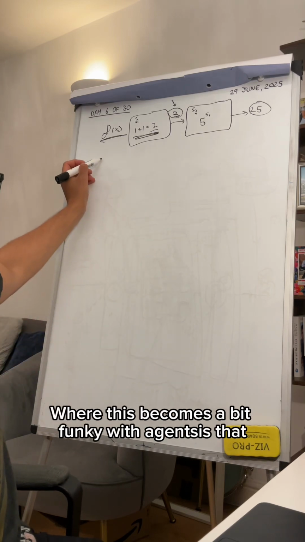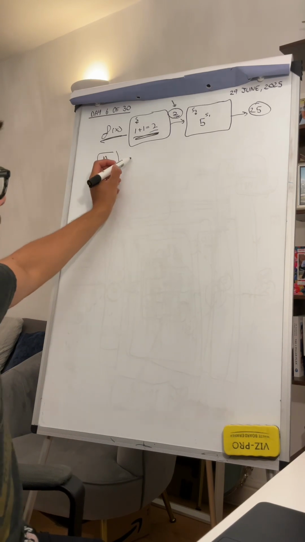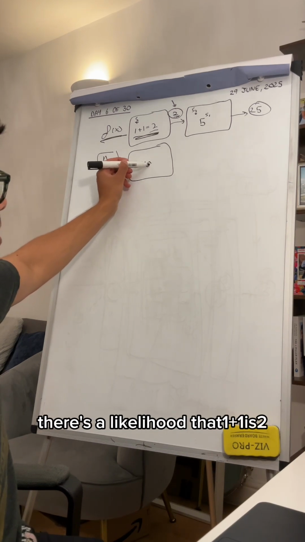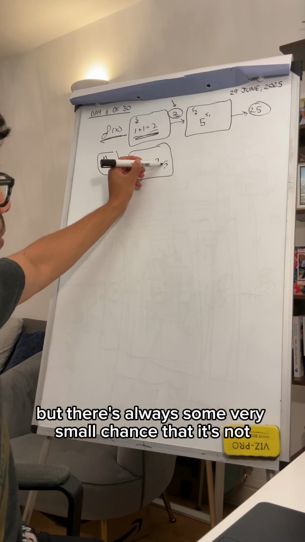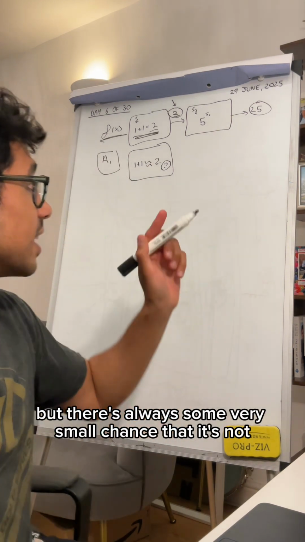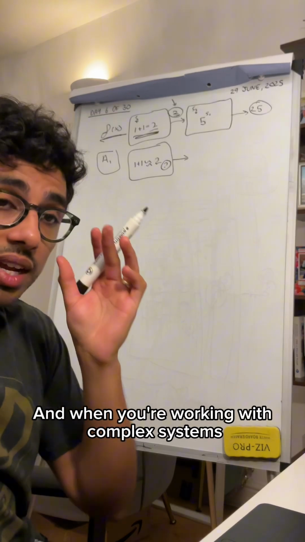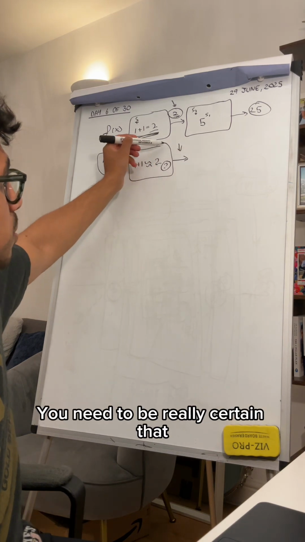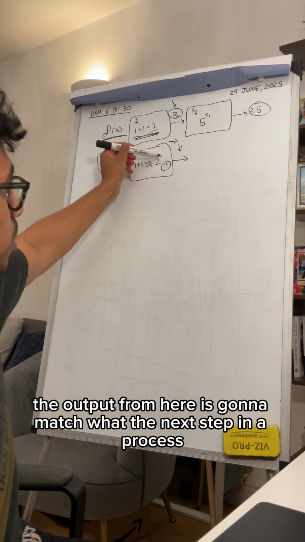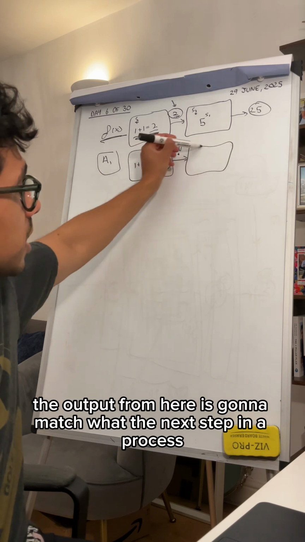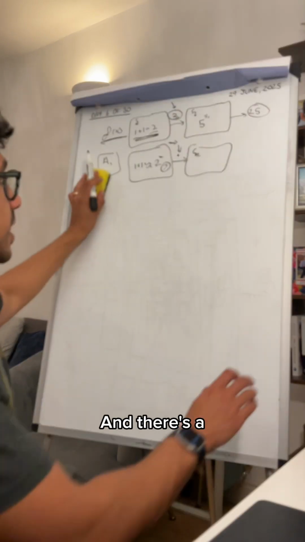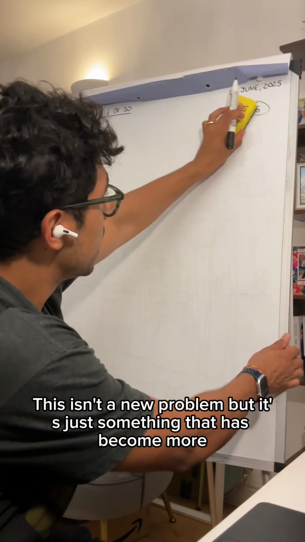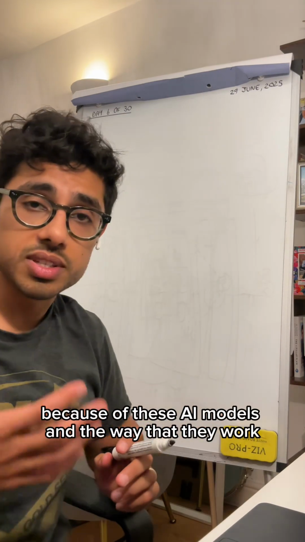Where this becomes a bit funky with agents is that because we're using prompts, there's a likelihood that 1 plus 1 is 2, but there's always some very small chance that it's not. And when you're working with complex systems and you have potentially many millions of users, this becomes a real issue. You need to be really certain that the output from here is going to match what the next step in a process is expecting. And this isn't a new problem, but it's just something that has become more brought to the front more because of these AI models and the way that they work.